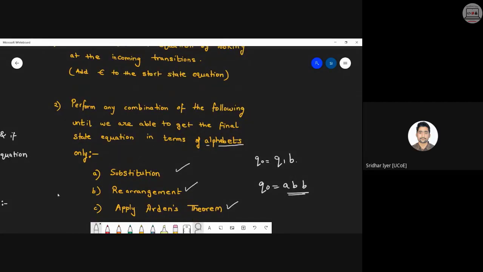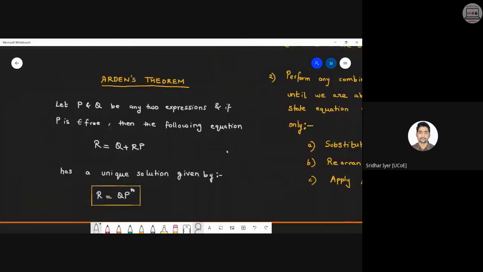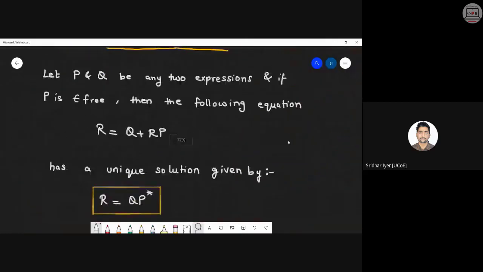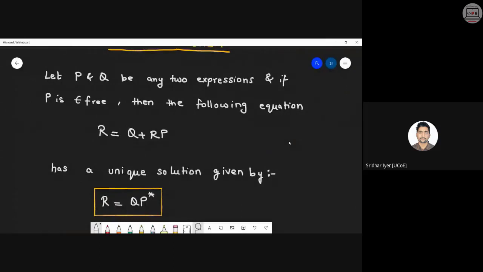Okay, so let's see what exactly is Arden's theorem. Now, have a look. We are having three expressions, P, Q, and R. What exactly do we mean by this? Let P and Q be two expressions, and if P is epsilon free, so our first goal is, whatever be the state equations or whatever be the expressions, we need to get rid of that epsilon. Once we get rid of the epsilon, then we have to convert the equation in this format.